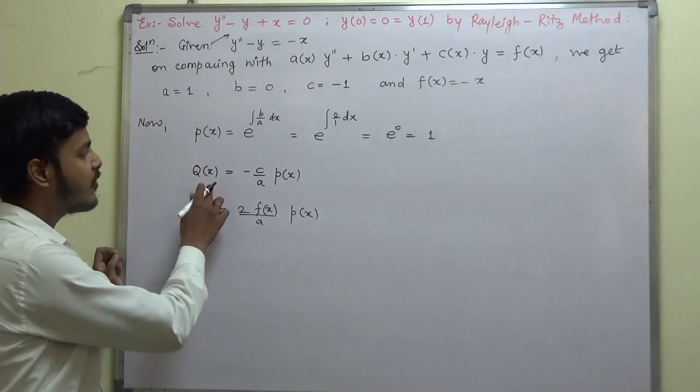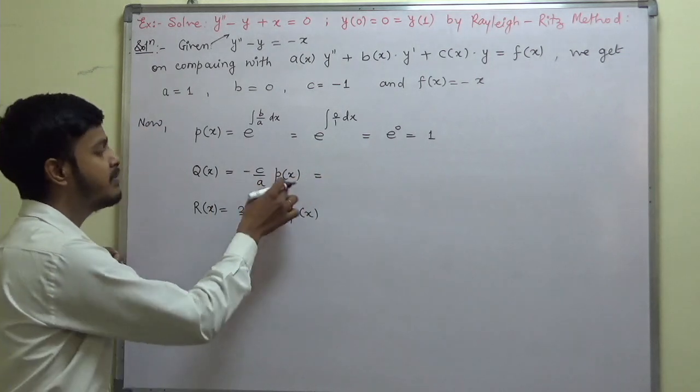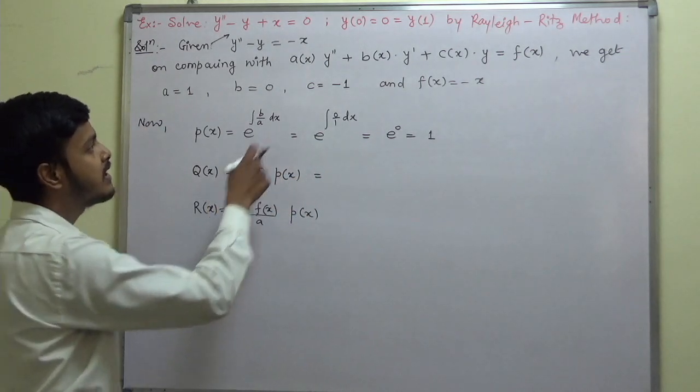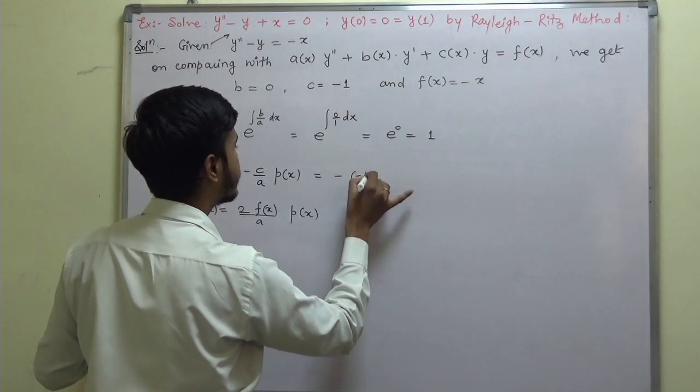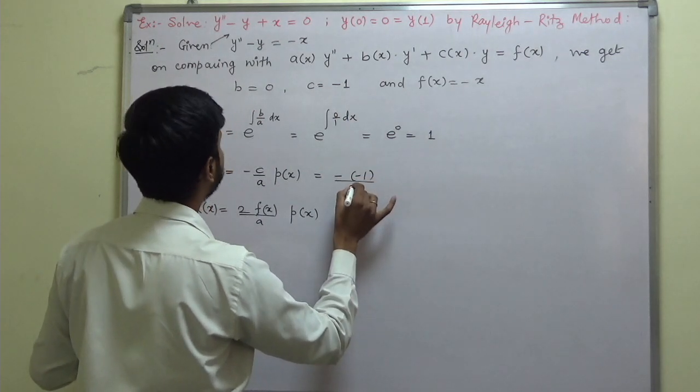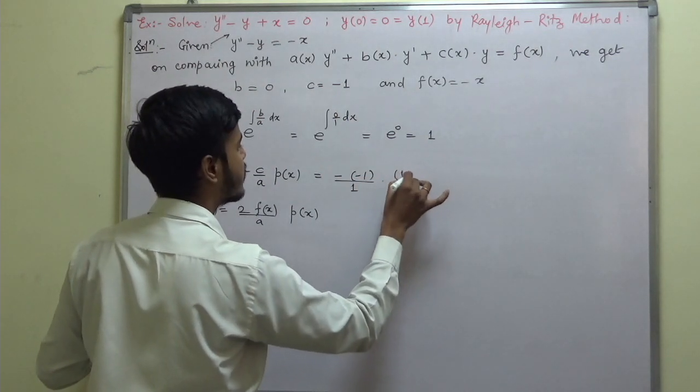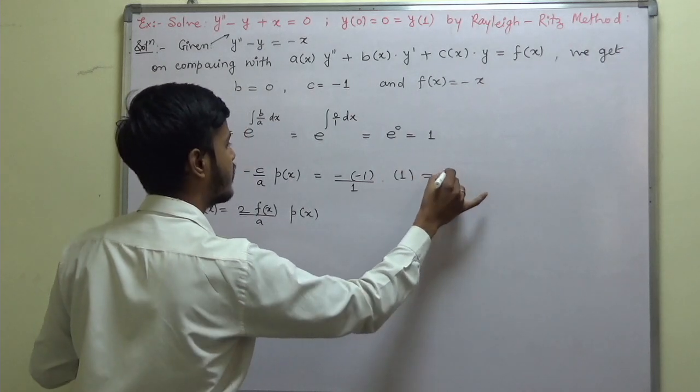Now, what is q of x? Q of x is minus c by p of x. What is c? C is -1, so this is minus of -1 upon a, that's 1, into p of x, 1. So this again comes out to be 1.